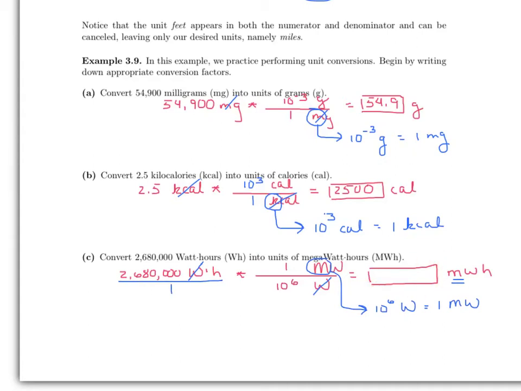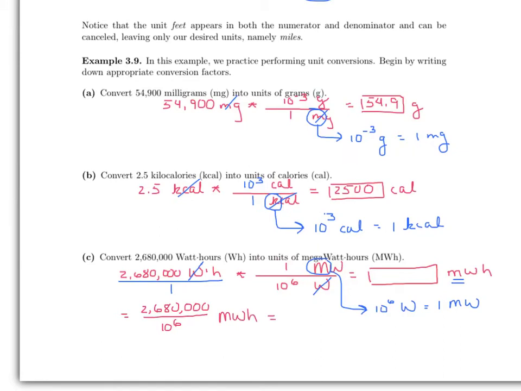So now we can calculate our numerical value over here. We have to take our 2,680,000, multiply it by 1, which of course gives us 2,680,000, and divide that by the product of 1 and 10 to the 6, which is 10 to the 6. So in other words, to calculate the numerical value, we end up having to take 2,680,000 and divide by 10 to the 6. And this will give us units of megawatt hours when we're done.